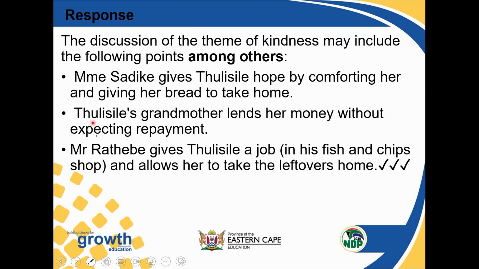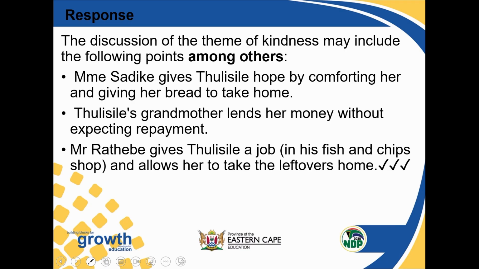Now, you must go to the story and highlight everything that shows kindness, or talk about the characters that show kindness in the story. So amongst your discussions here, you can talk about Mesadike, who gives Tulisile hope by comforting her and giving her bread to take home. Or you can also talk about Tulisile's grandmother, who lends her money without expecting any repayment. And you can talk about Mr. Ratebe, who gives Tulisile a job in his fish and chips shop and allows her to take the leftovers home. So that is a sign of kindness.